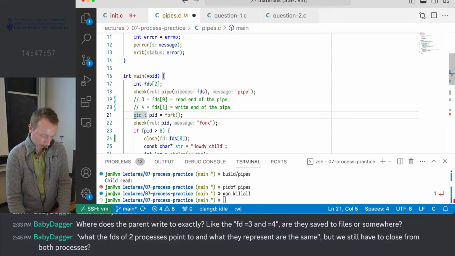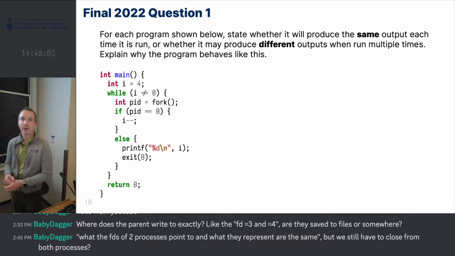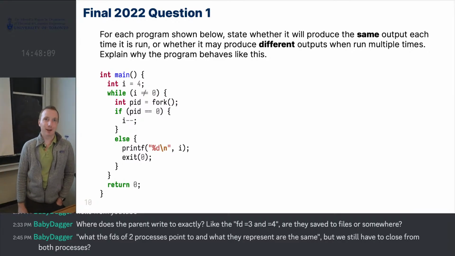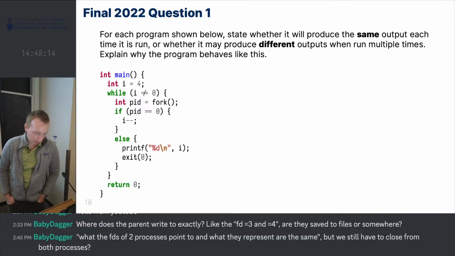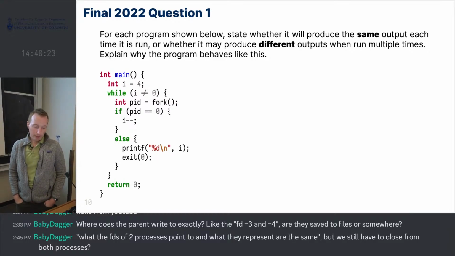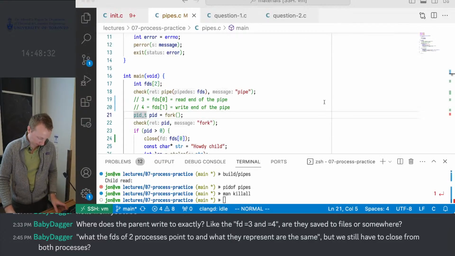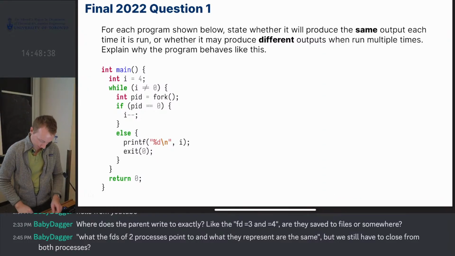Okay, so let us get into what you can expect to see on some exams and the problems they like to ask you. Fork gets really confusing really quick. This was one of the questions: for each program shown below, state whether it will produce the same output each time it is run, or whether it may produce different outputs when run multiple times. Explain why it behaves like this. And it does a bunch of forks, which is of course fun.